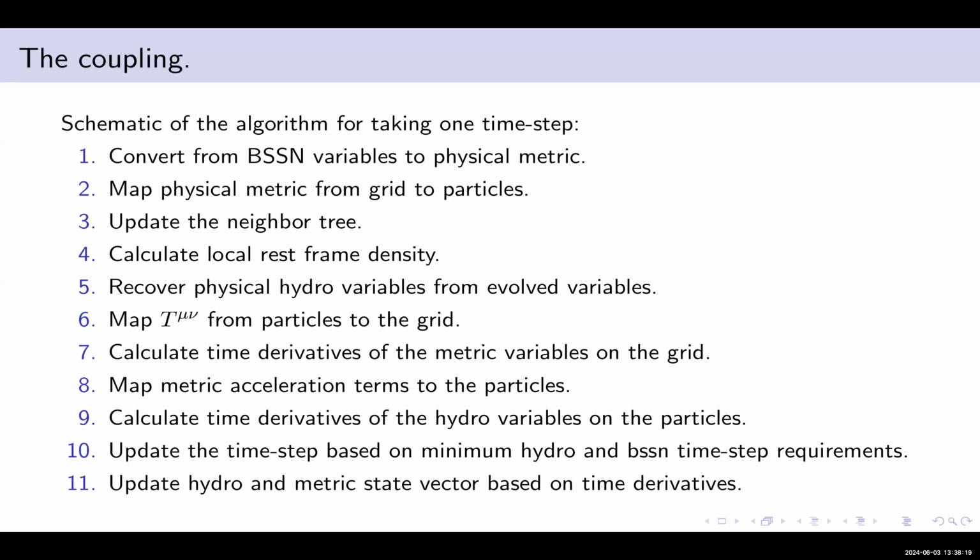Then you can calculate T mu nu and map that from the particles to the grid. Now you can calculate the time derivatives of the metric variables on the grid. And then you can map the metric acceleration terms from the grid to the particles. And then you can finally calculate the time derivatives of the hydro variables on the particles. And then you can figure out which of the hydro or the SN equations is the most restrictive in terms of time step, and choose the one that has the smallest time step requirement. And then you can update the hydro and metric state vector based on this time step. And then all the particles move, and then you just repeat.